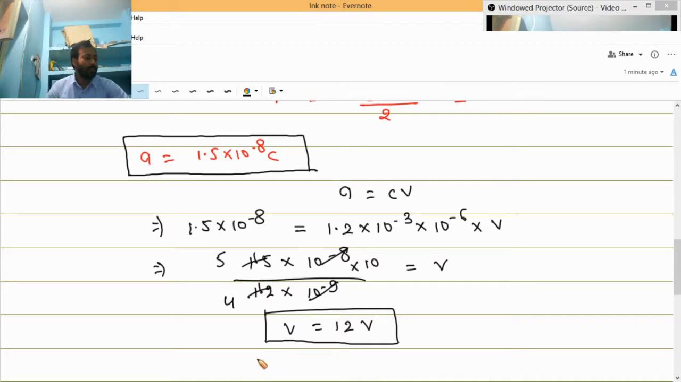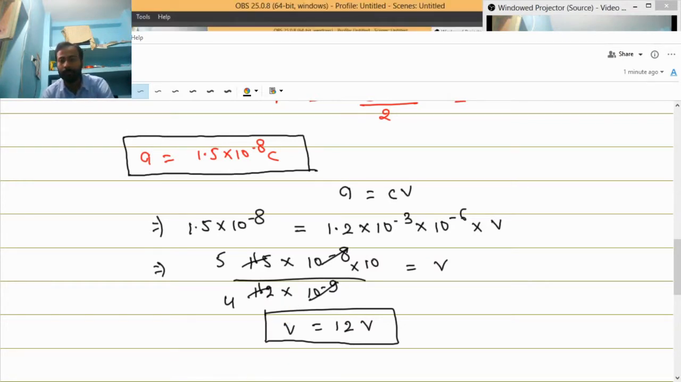So we can say the potential difference between these two plates will be 12 volt only.